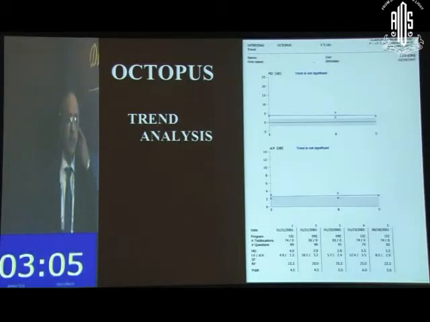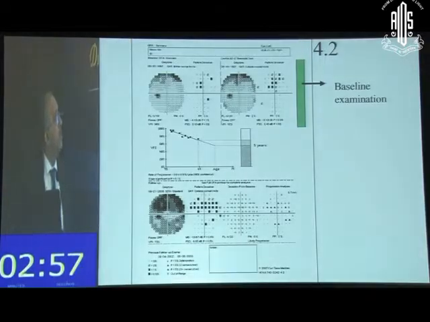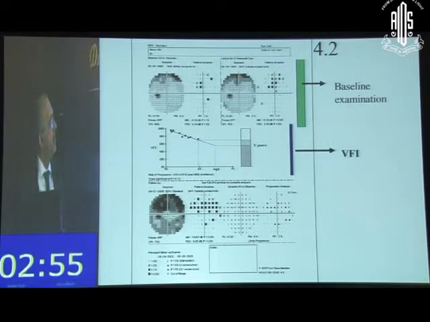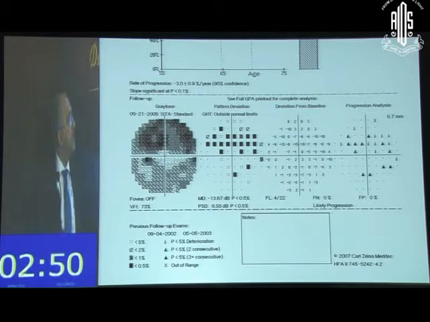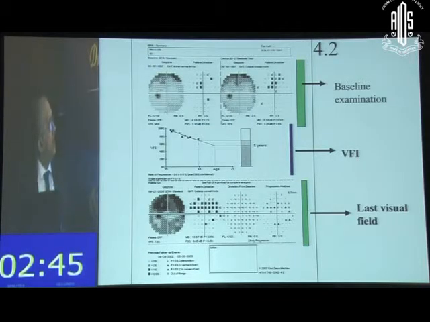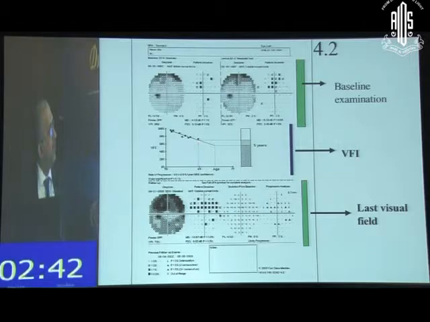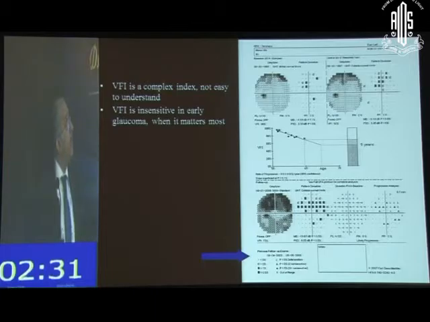The Octopus uses a trend-based analysis to assess progression. If you're a Humphrey user, you could use the event-based analysis. You have a baseline examination, you have the visual field index, and the change probability from the last visual field, with probability symbols to tell you about the possibility of a progression. So remember what happens. This is the actual data. This is the extrapolated data to give you a 5-year change, or an event: what would be the change in the next 5 years.